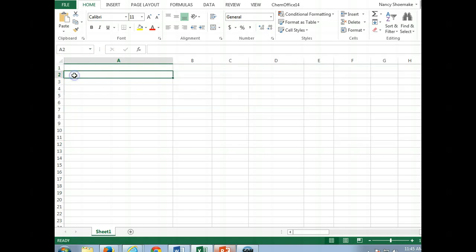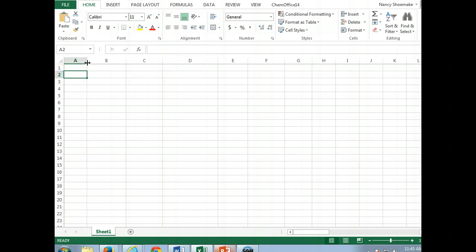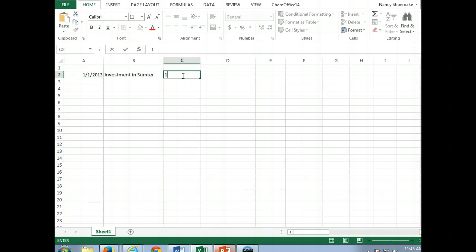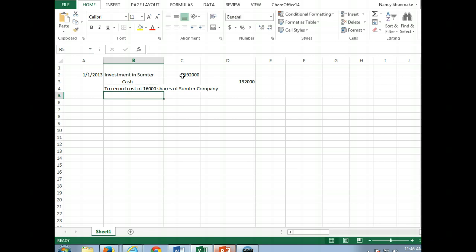First thing we're going to do is show that investment. So on 1/1/2013, we are going to show an investment in Sumter for $192,000, and we're going to show cash or a liability for $192,000, and we're going to say to record the cost of 16,000 shares of Sumter Company. Easy.